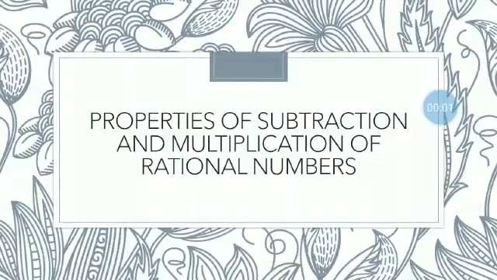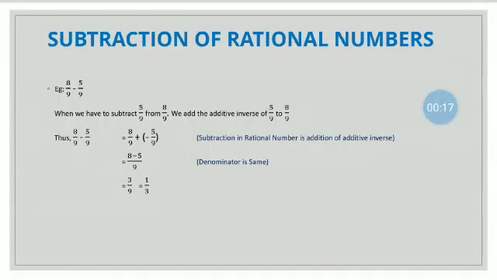Dear students, in the last class, we have already studied properties of addition of rational numbers. So today, we are going to start properties of subtraction and multiplication of rational numbers. Subtraction of fractional numbers. Example, 8 upon 9 minus 5 upon 9.